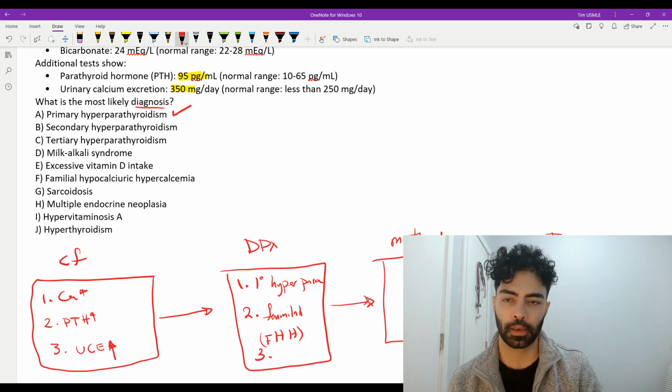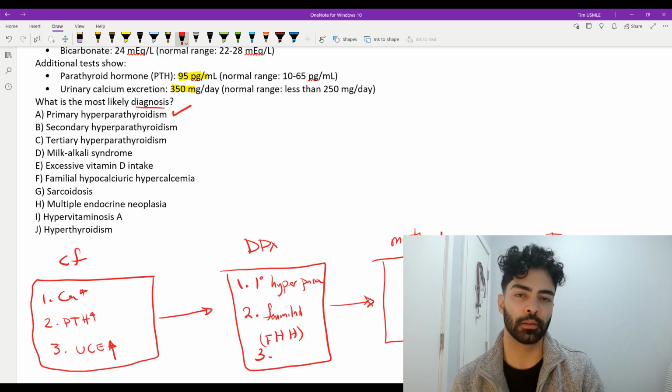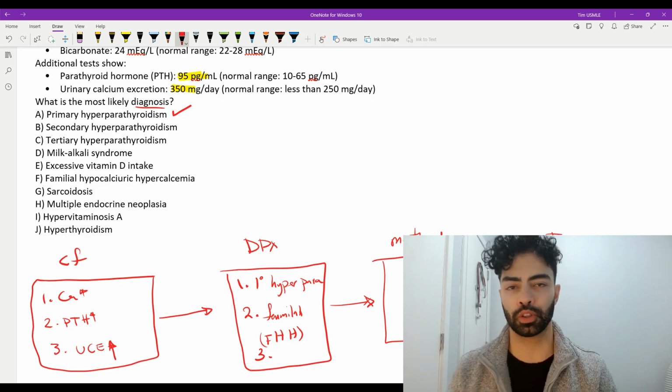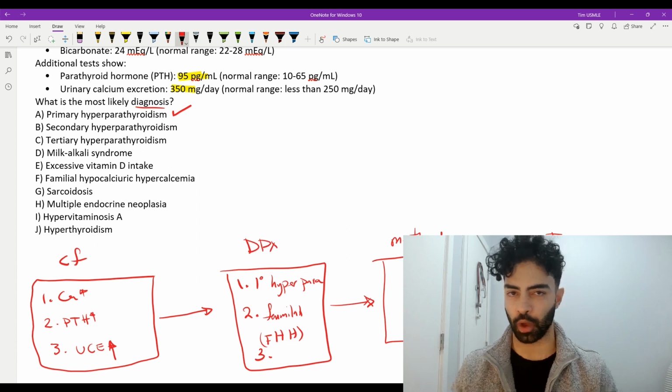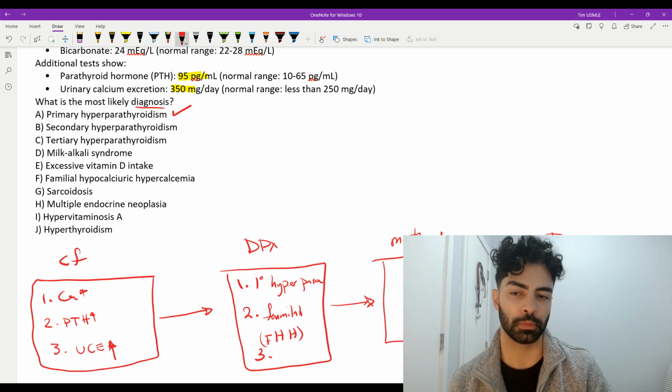The only thing is, I'm not sure if your urinary calcium excretion will be high, because vitamin D puts your body in a mode of, I want to keep all the calcium I have. So I think it would give you a low urinary calcium excretion.